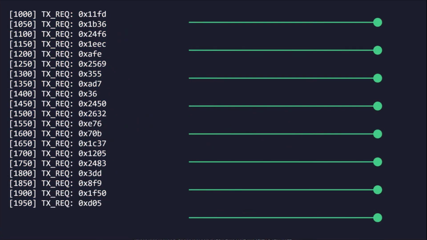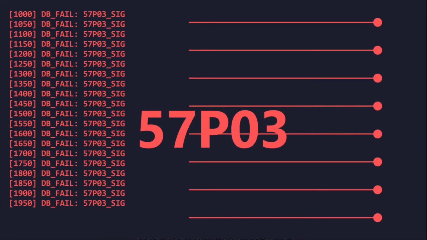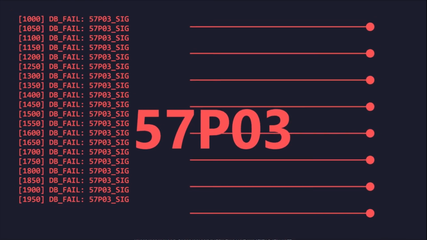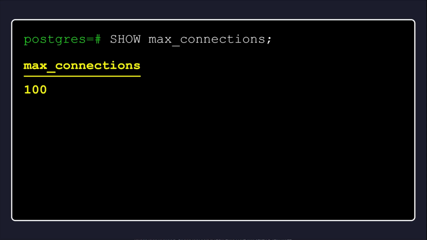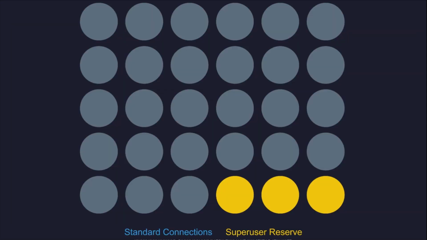Production logs scream error code 57P03. The database is rejecting every new incoming request from your application instances. Open the PostgreSQL command line immediately. Execute the command show max_connections to identify the current hard limit set on your server.